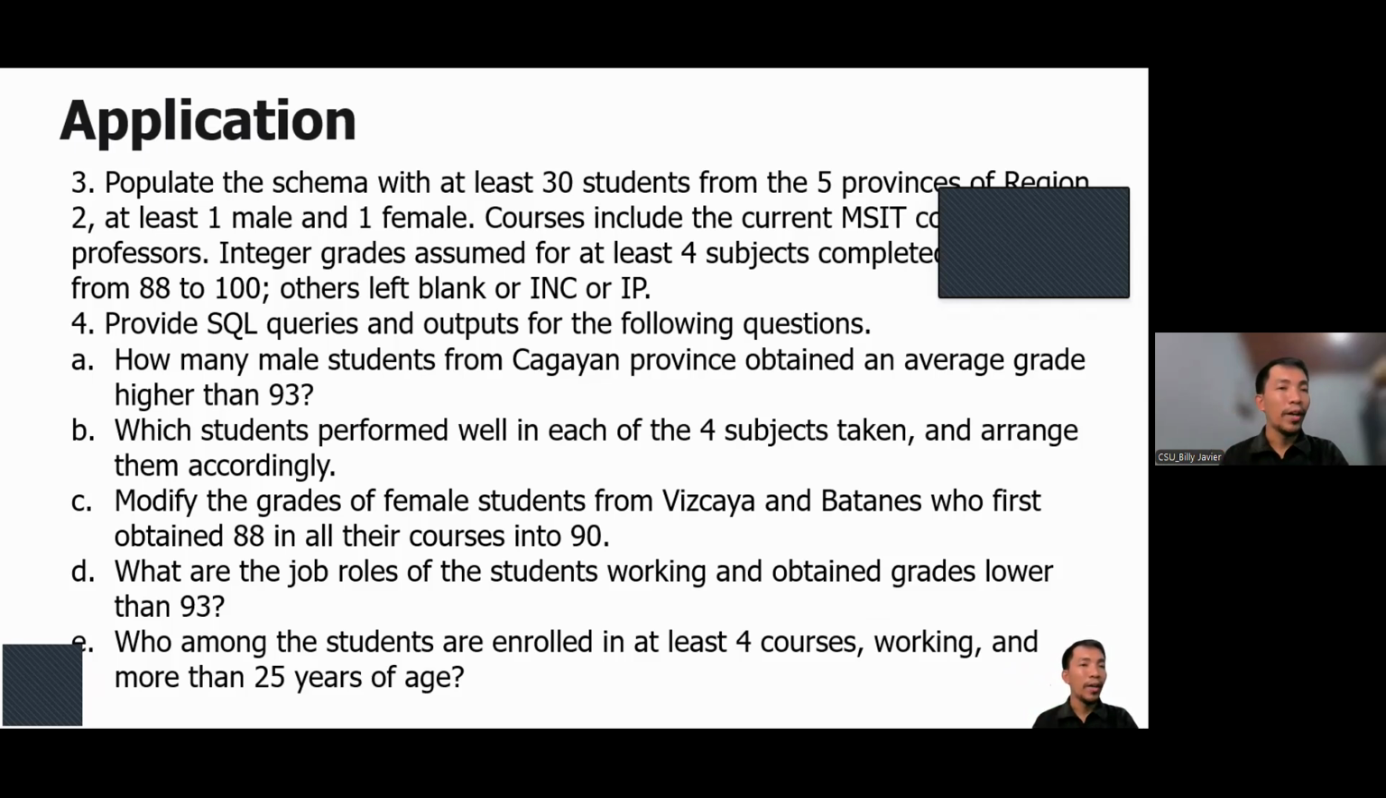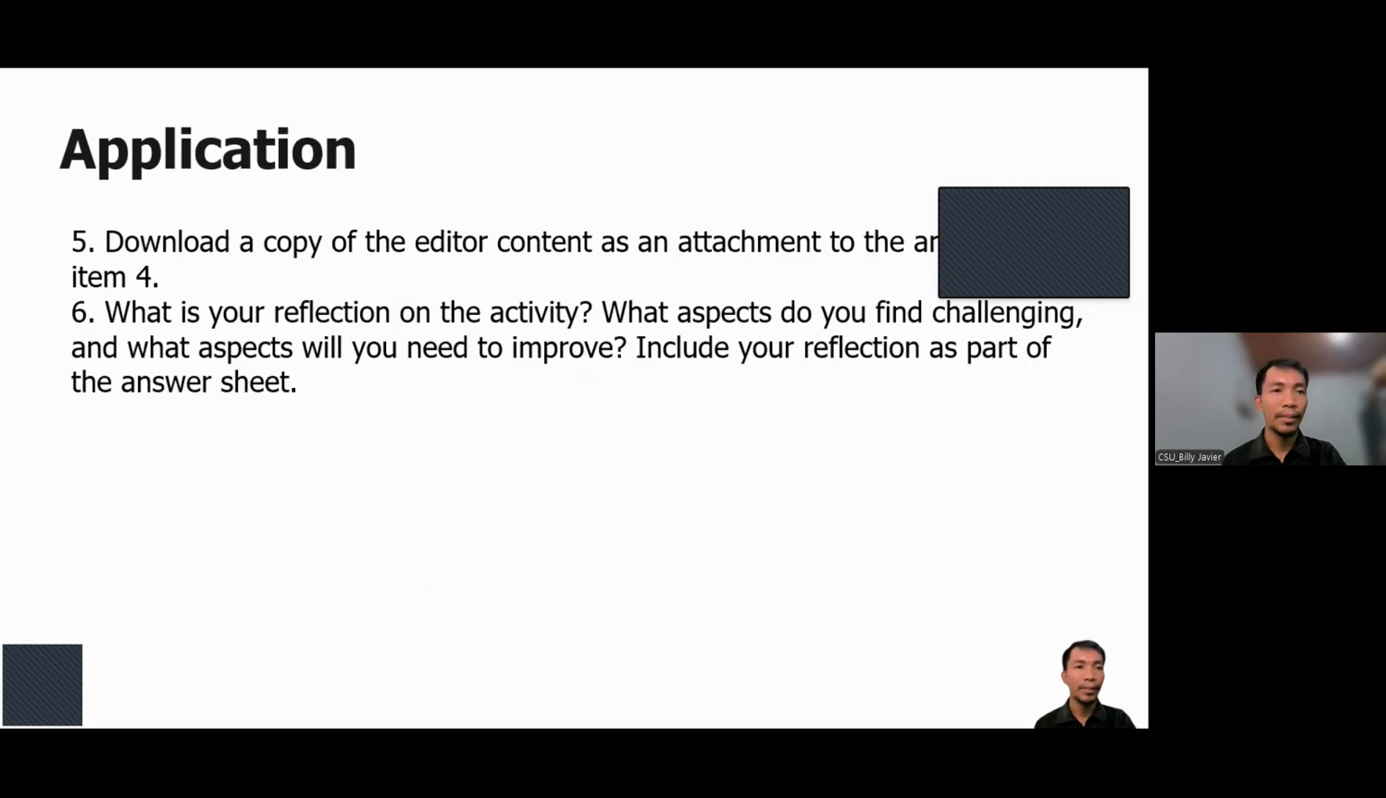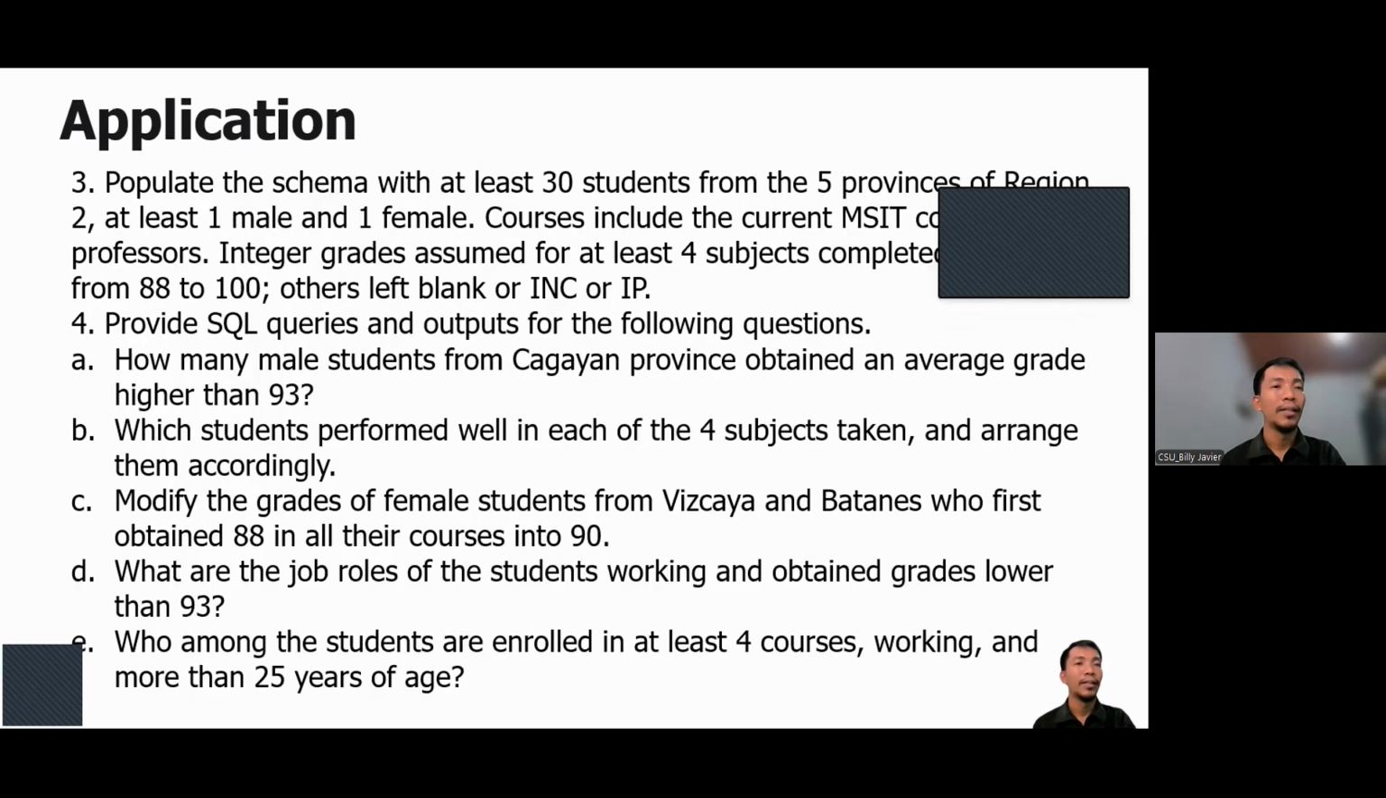Now, provide SQL queries and outputs for the following questions. Now, after you're done populating the tables, now you can now answer A to E here. I think meron pa tayong susunod. Yeah. So first one is how many male students from Cagayan province obtained an average grade higher than 93? So regardless of the data you actually included there, I would be able to determine through your correct SQL statements.